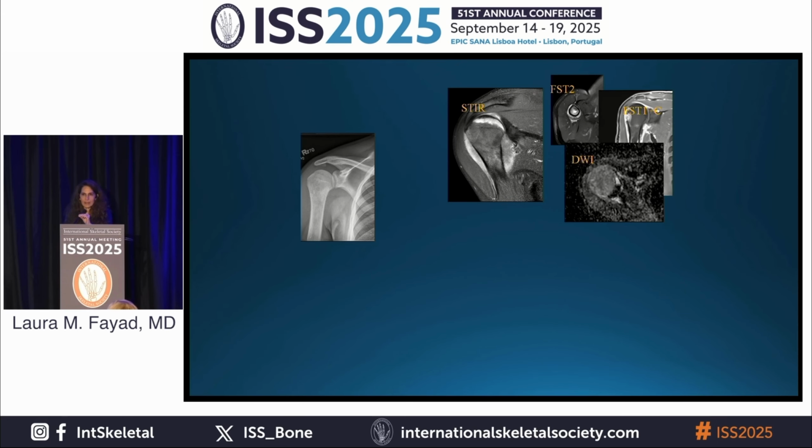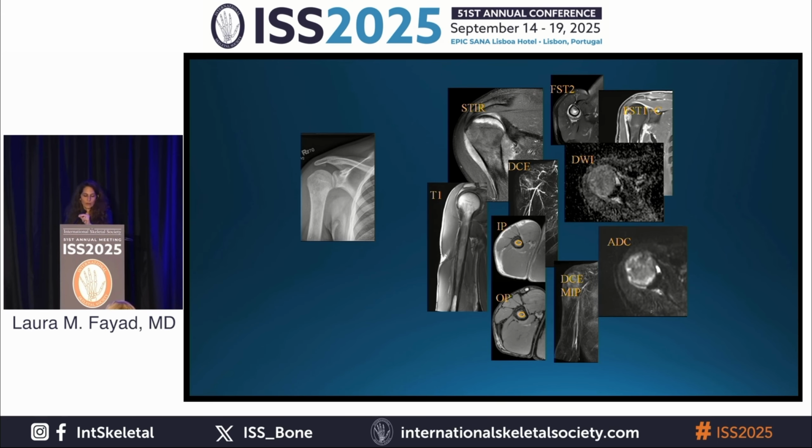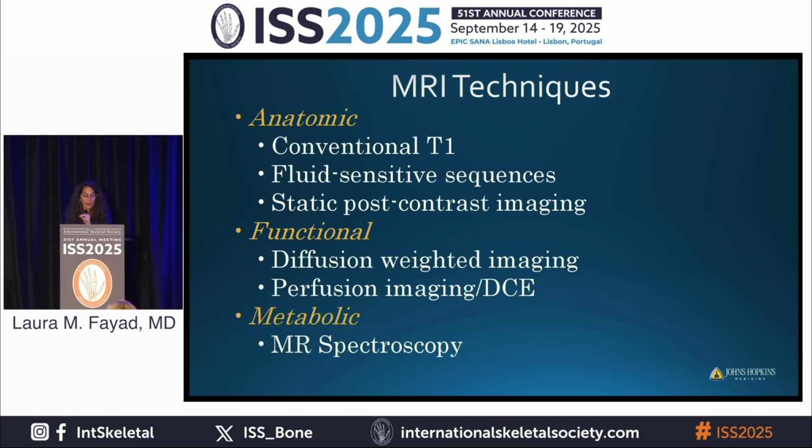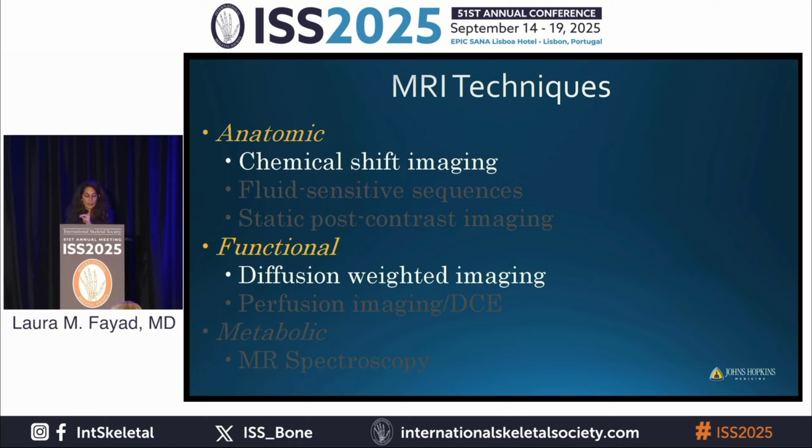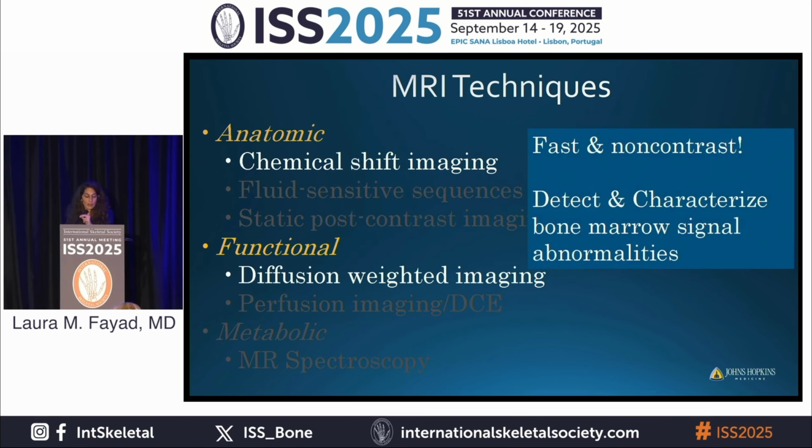MRI is the mainstay technique for imaging the bone marrow, and there are a variety of sequences we can choose from to create the tumor protocol for assessing the marrow. These are categorized as anatomic, functional, and metabolic sequences. Of these, the most important is the conventional T1 spin echo, or what nowadays we use, fast spin echo imaging. I'm also going to be talking about fast, non-contrast techniques, the two techniques of chemical shift imaging and DWI that help us detect and characterize bone marrow signal abnormalities.